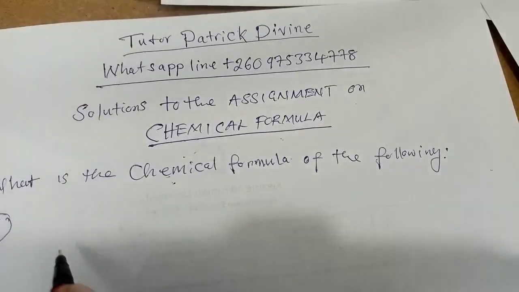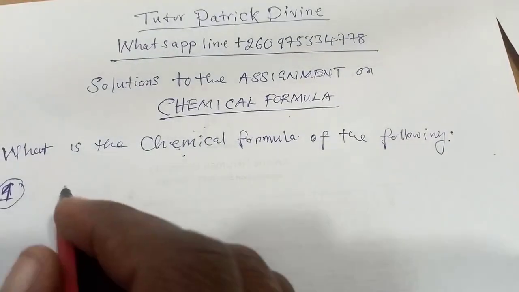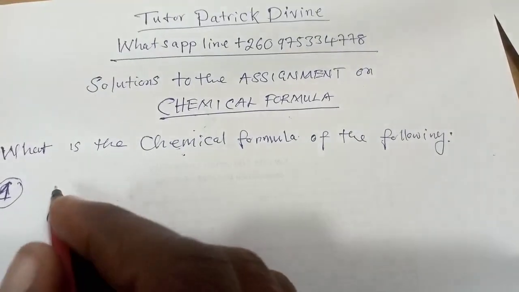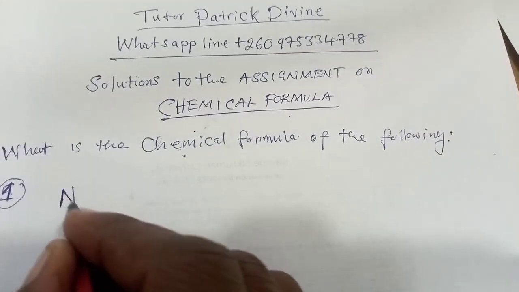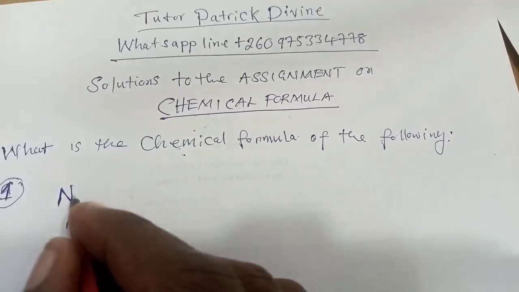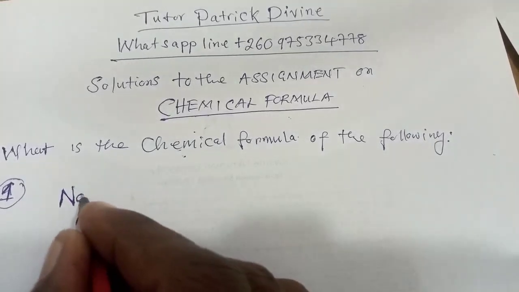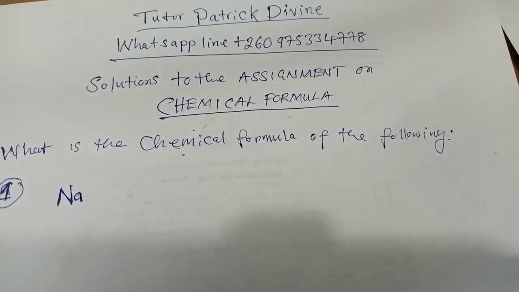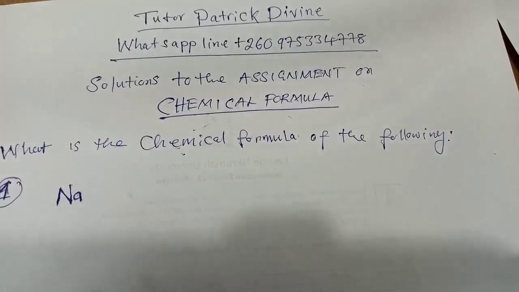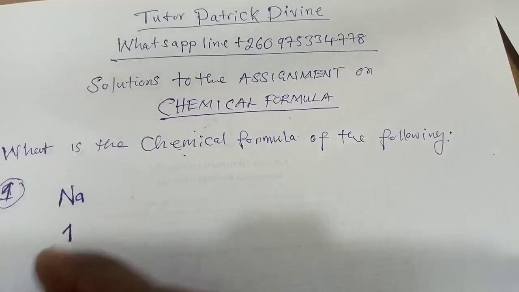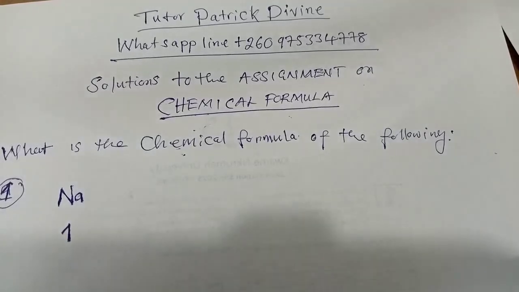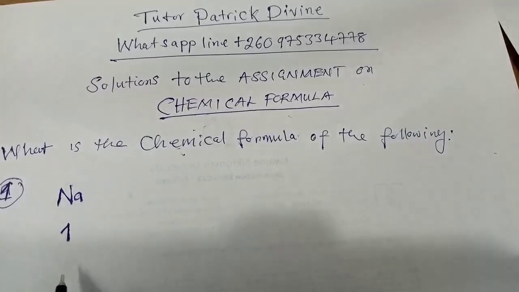So we have sodium sulfate. Sodium, we write it as this. It is on the periodic table. It has the chemical symbol Na. This is sodium, and it's in group 1. I said that those elements which are in group 1 have the valence number of 1. You write down the valence number like that.